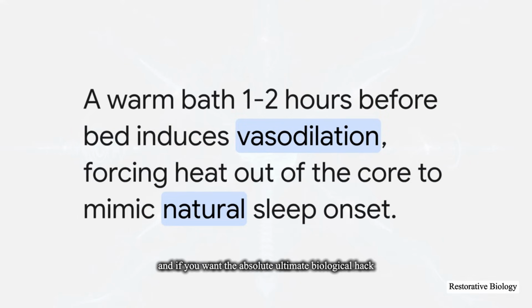And if you want the absolute ultimate biological hack, you pair that breath work with a thermodynamic override. Taking a warm bath or a hot shower 1 to 2 hours before bed artificially induces that exact peripheral vasodilation we unpacked in Section 2. It forces the blood out to your skin, radiating that core heat out of your body, and perfectly mimics the natural temperature drop of sleep onset. It's an incredible cheat code for your biology.